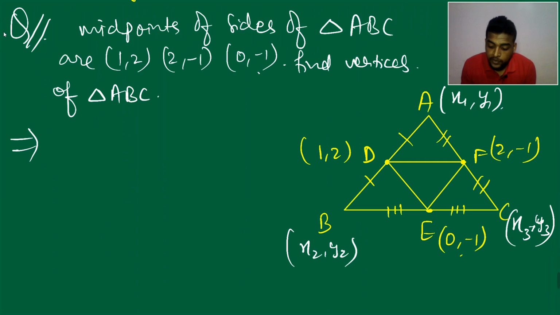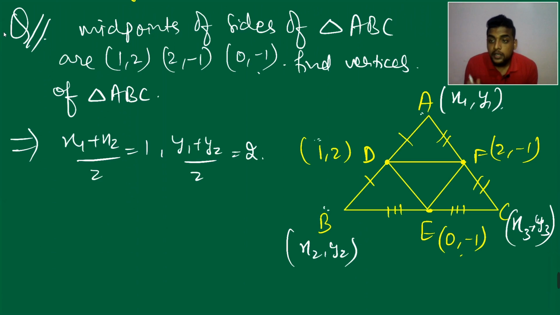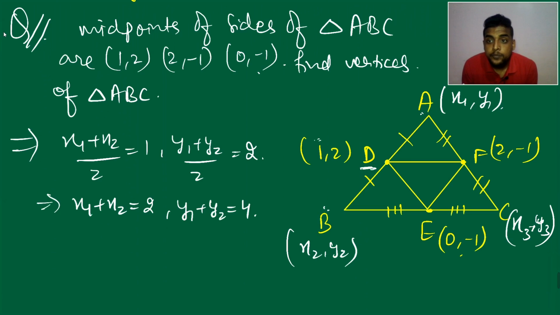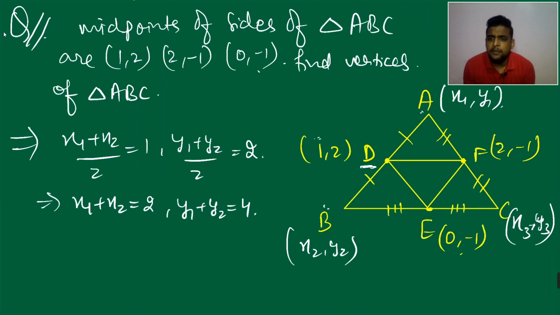Okay, if we see only AB, what can we write for point D? Can we write for point D that (x1 plus x2) by 2 is equal to 1, and (y1 plus y2) by 2 is equal to 2? This is only for point D, right? So from here we can say x1 plus x2 is equal to 2, and y1 plus y2 is equal to 4. Any problem? No problem. We applied the midpoint formula, simple.